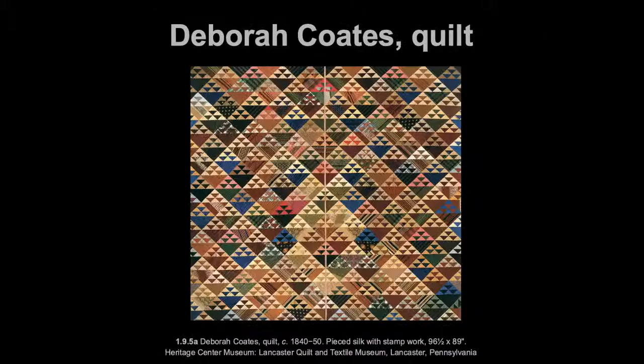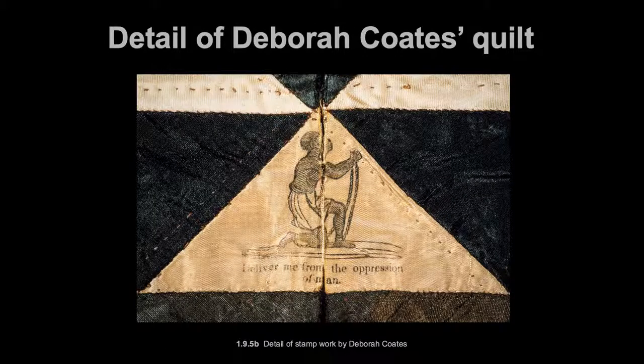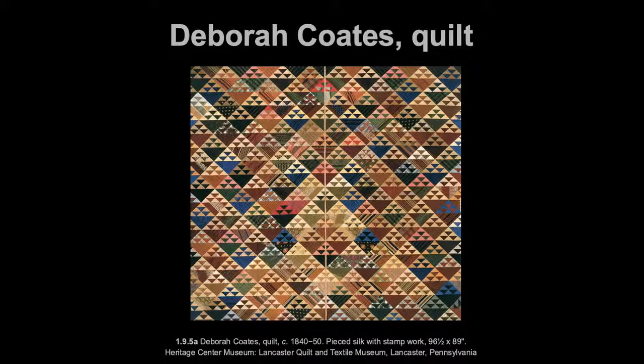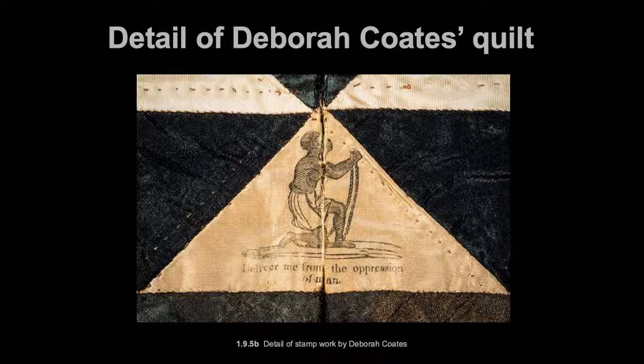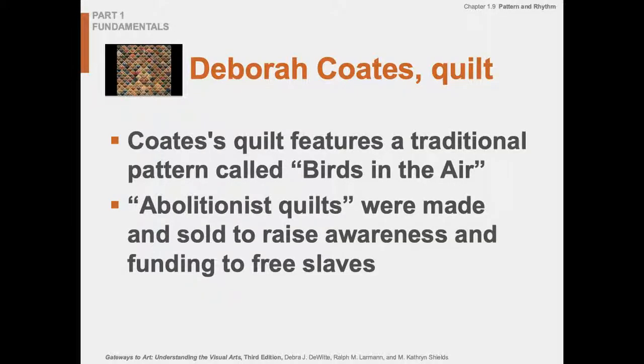It doesn't tell us exactly where this is, but in a detail you see "Deliver me from the oppression of man." So there's a slave within the bird design, and we see it in the birds of the air design, so you know that is why you're buying this quilt. It goes with the idea of freedom, the birds in the air pattern, and they were sold to raise awareness and funding to free slaves. I just think that's amazing.